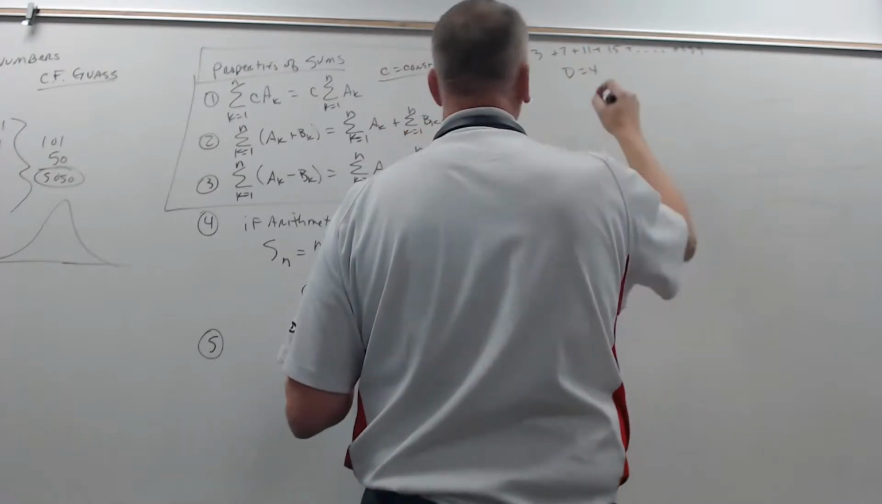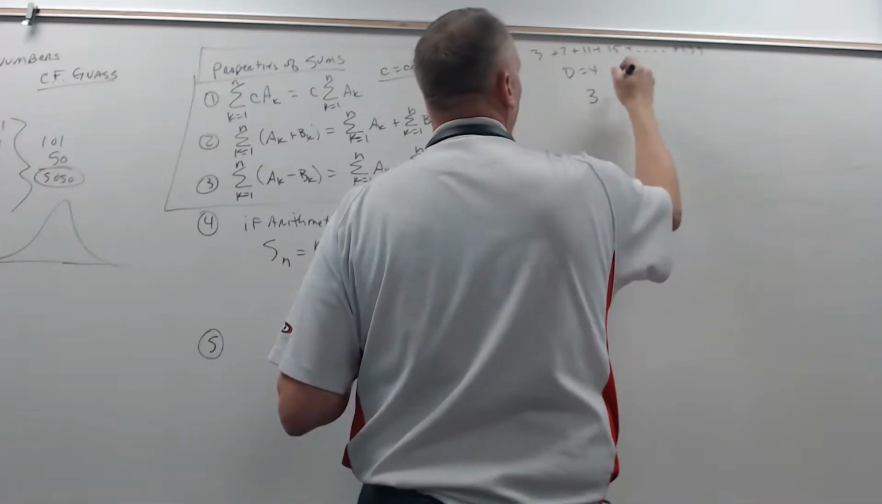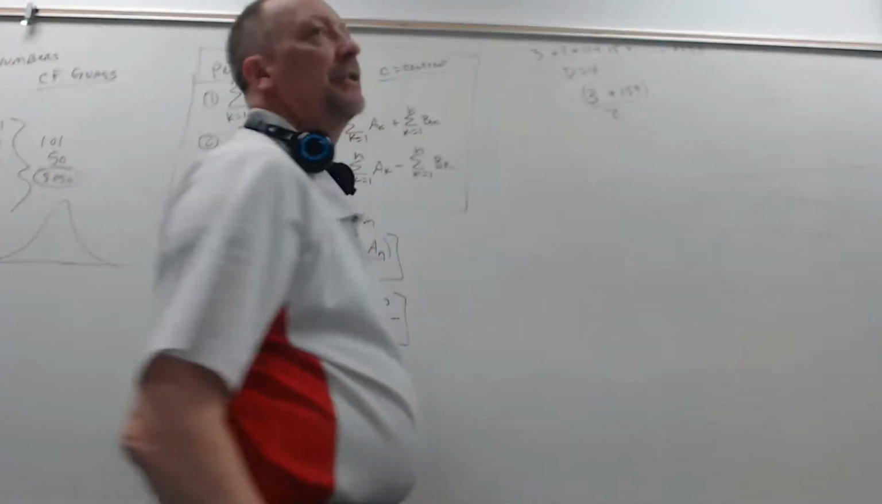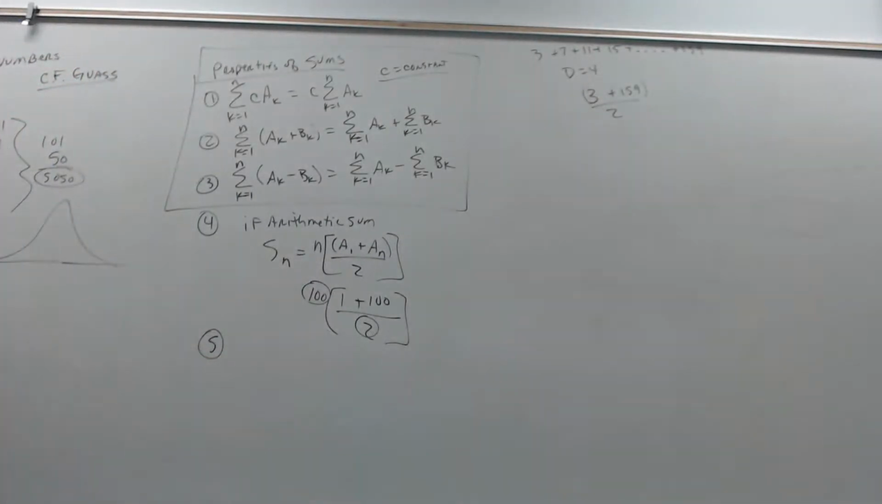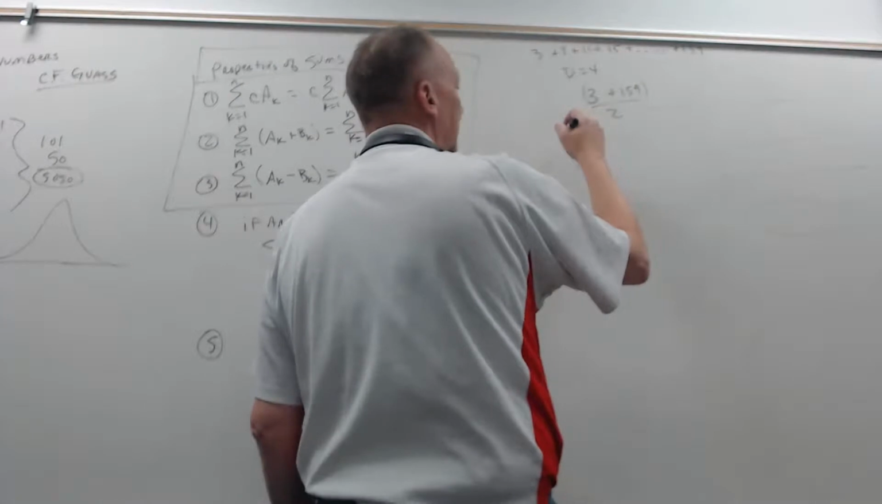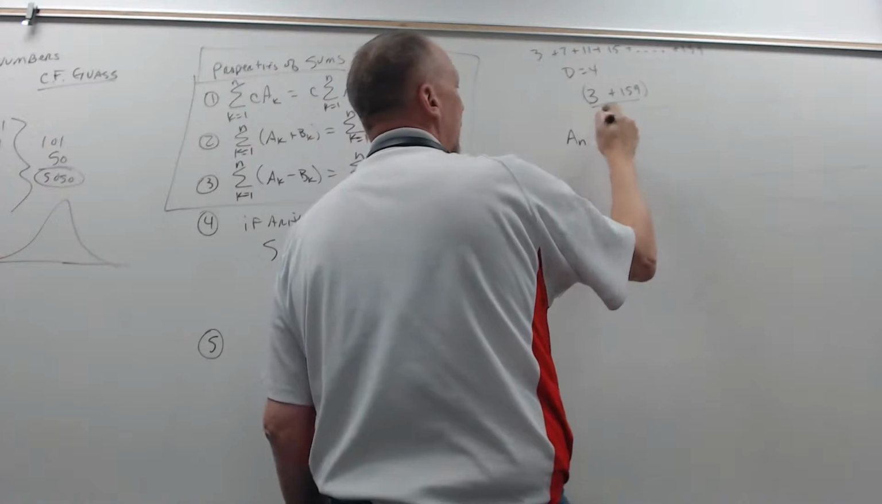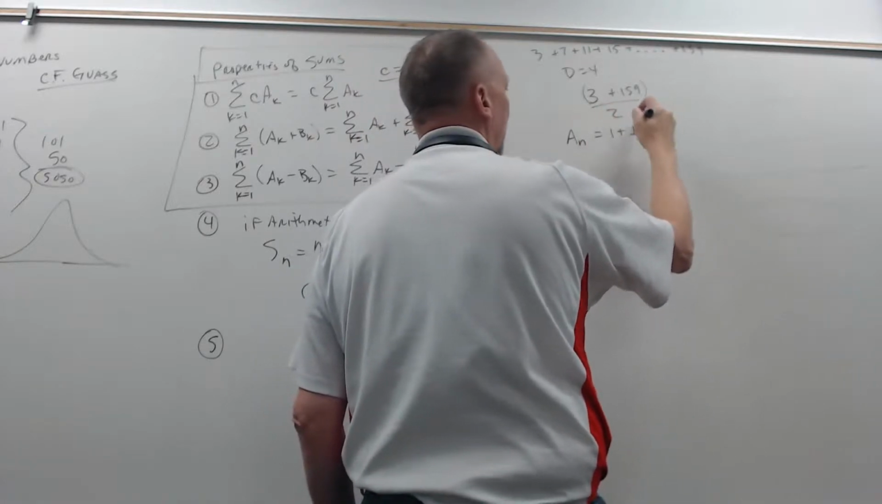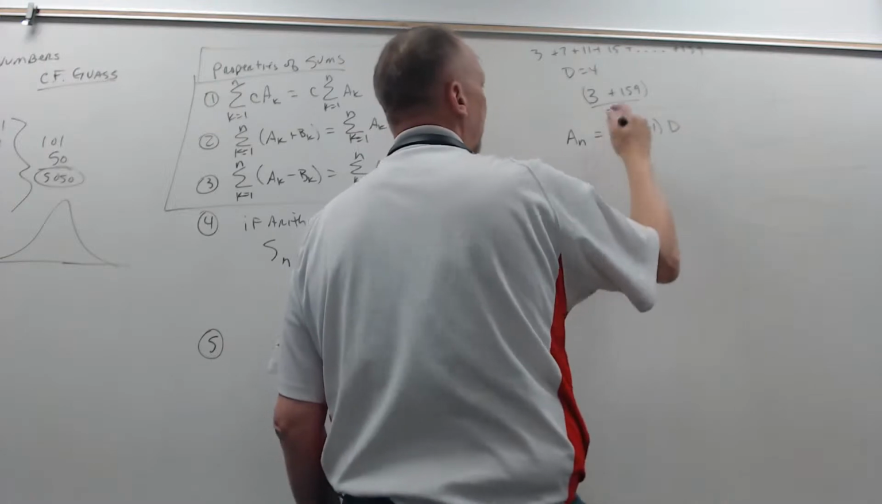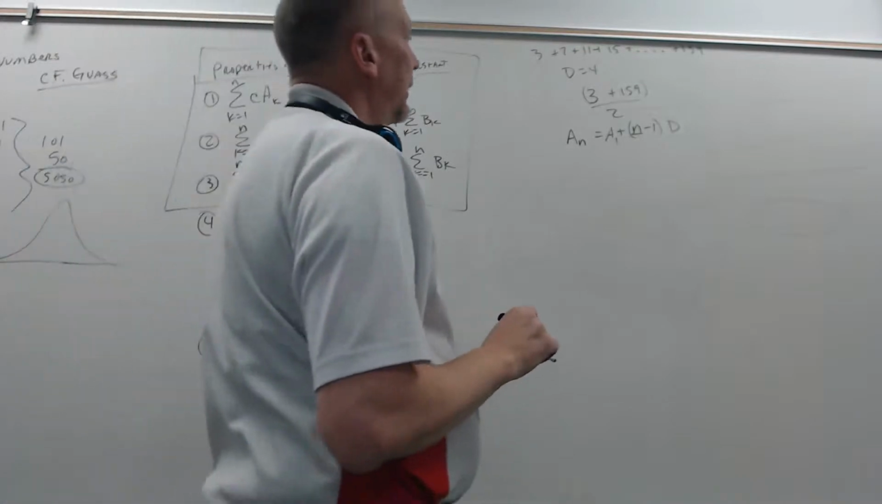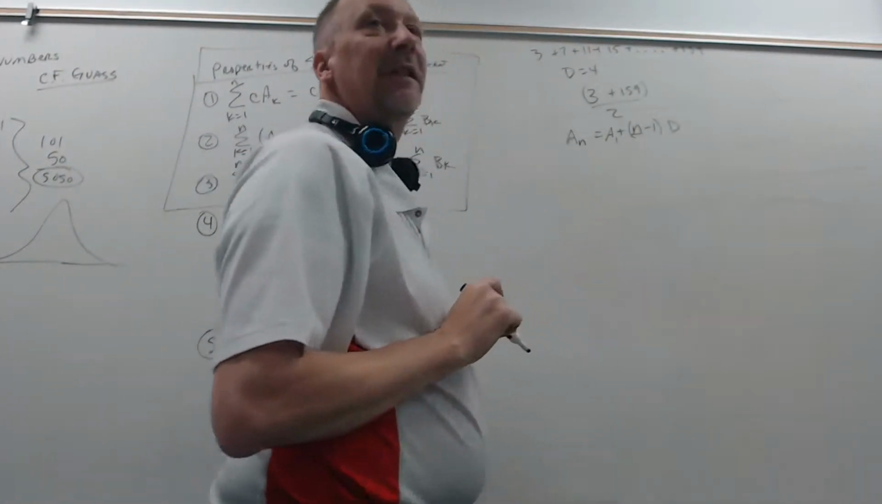And I know my first term, which is 3. I know my last term is 159. I'm going to divide by 2, but what I don't know is how many pairs I have, right? So one of the things I could do, oh, I've already erased it. Do you guys remember what the arithmetic formula is? That's a sub n equals a sub 1 plus n minus 1 times d, right? Okay? So in this case, I know everything except for the n, right?